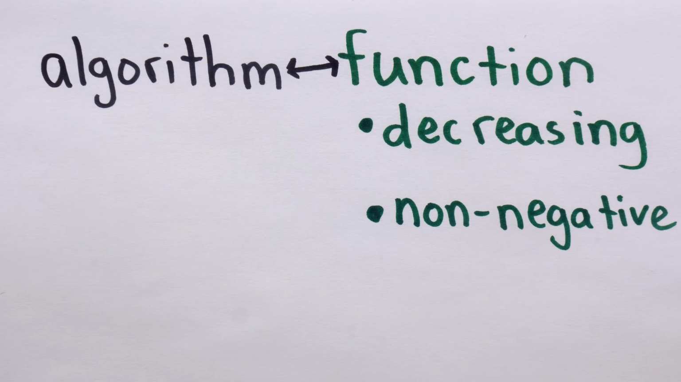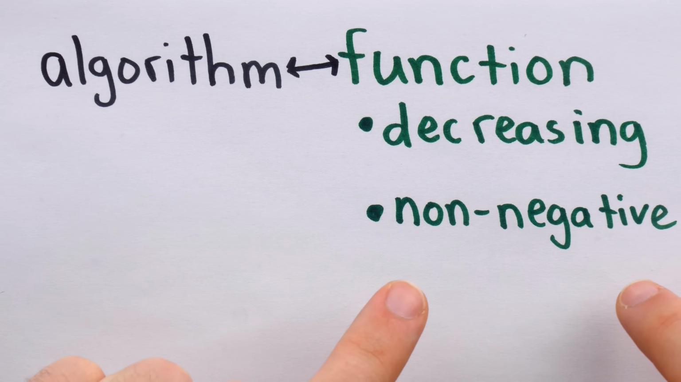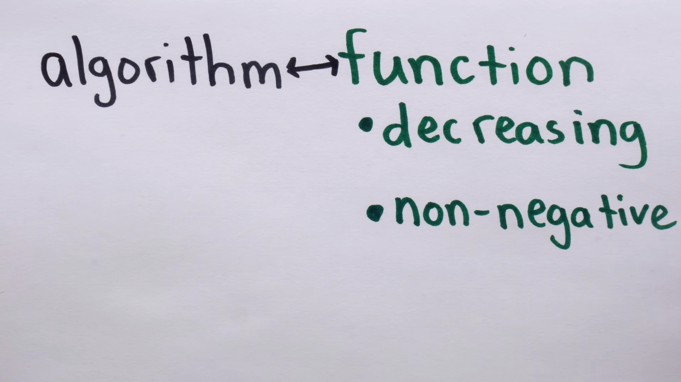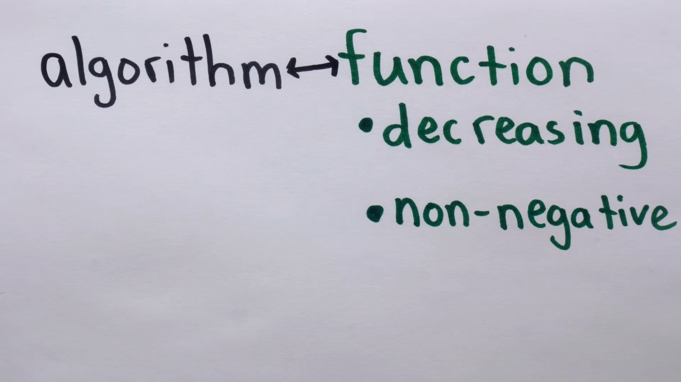It can't go on forever, because if the algorithm could go on forever, then we would have a non-negative sequence of integers, the outputs of this function, that decrease forever. But a non-negative sequence of integers can't decrease forever, because eventually it would have to get down to 0, at which point it can't go on further without becoming negative.